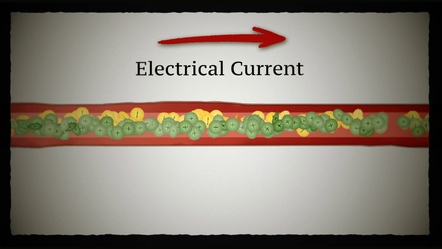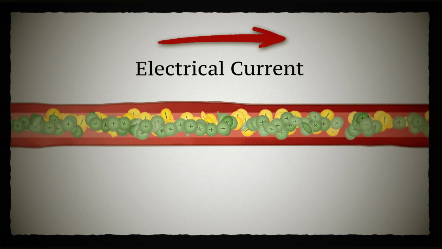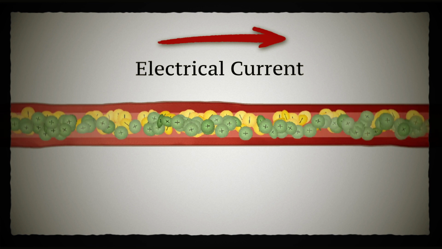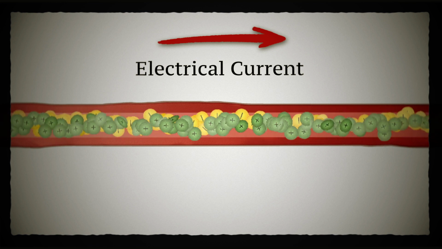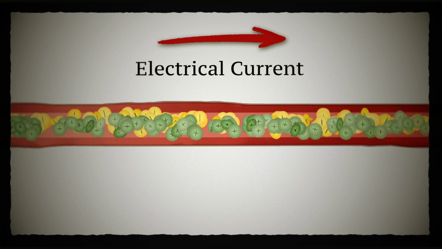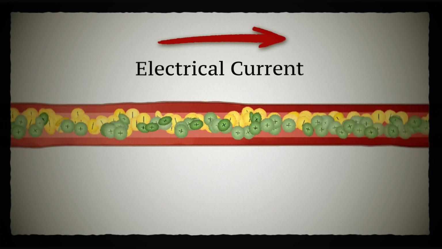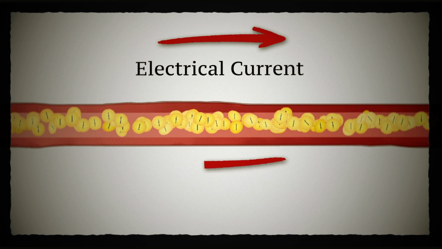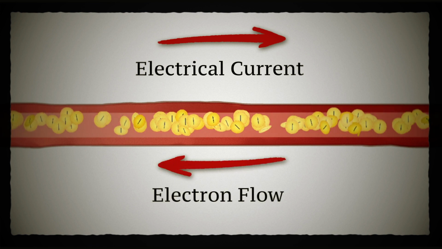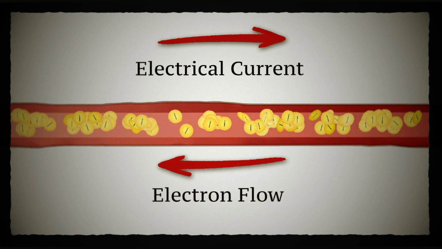Benjamin Franklin made the choice to say that electrical current, or electrical fluid as he called it, moved in the direction that the positive charges flowed. What we know today is that for most electrical current, the only charges that move are the negatively charged electrons. The positively charged protons are inside the nucleus of the atom. So, if we can identify the direction that the electrons are moving, we know that electrical current is pointing in the opposite direction.